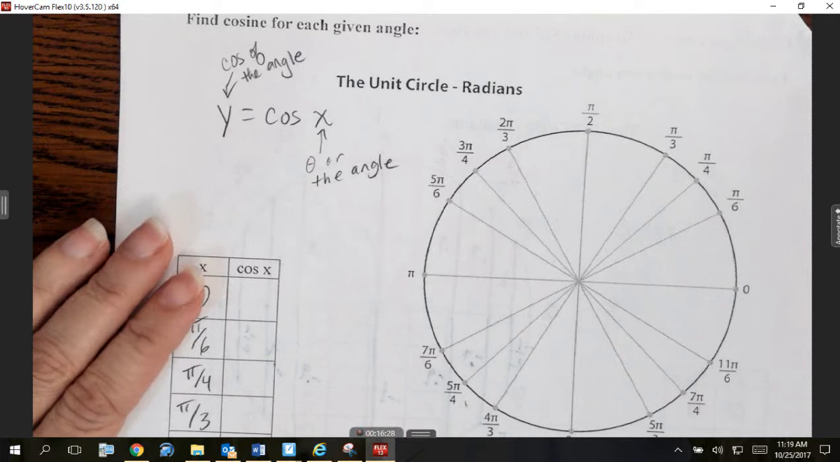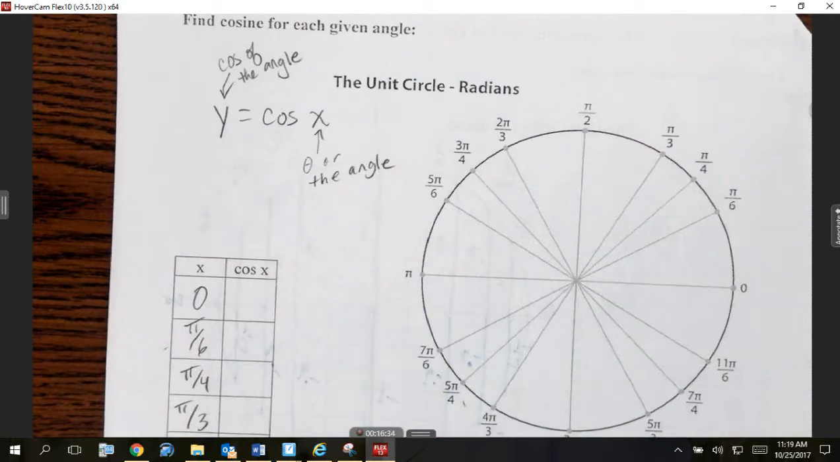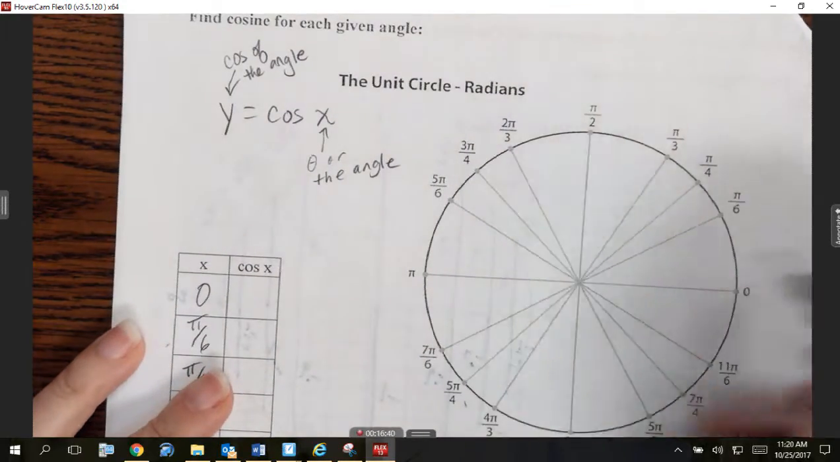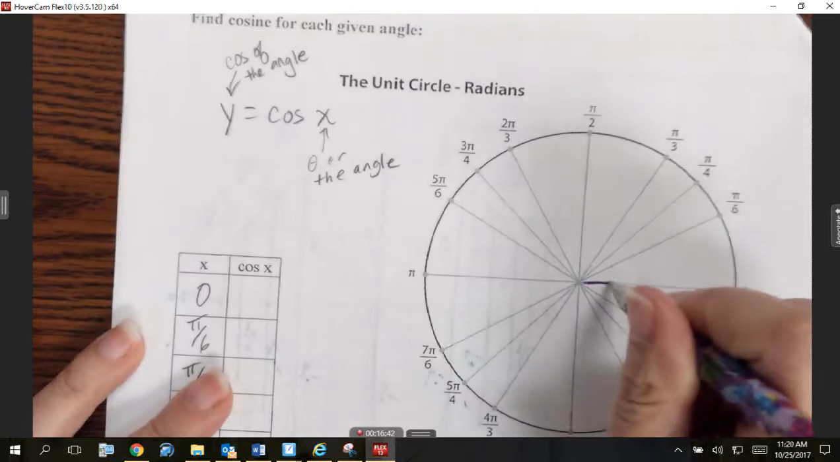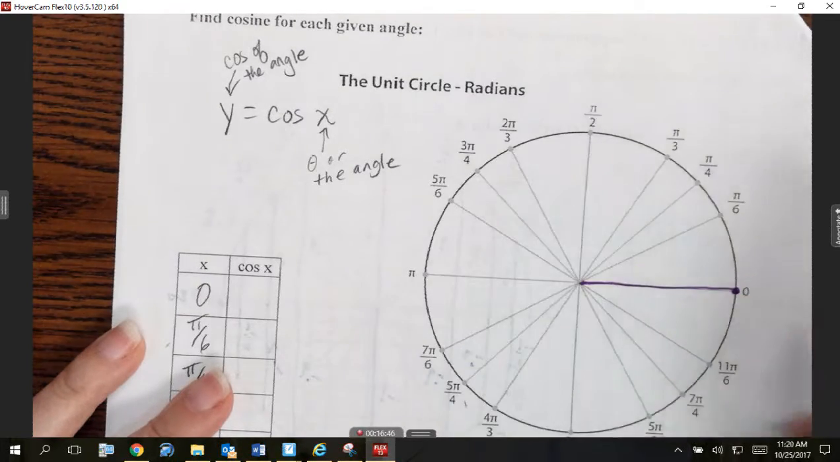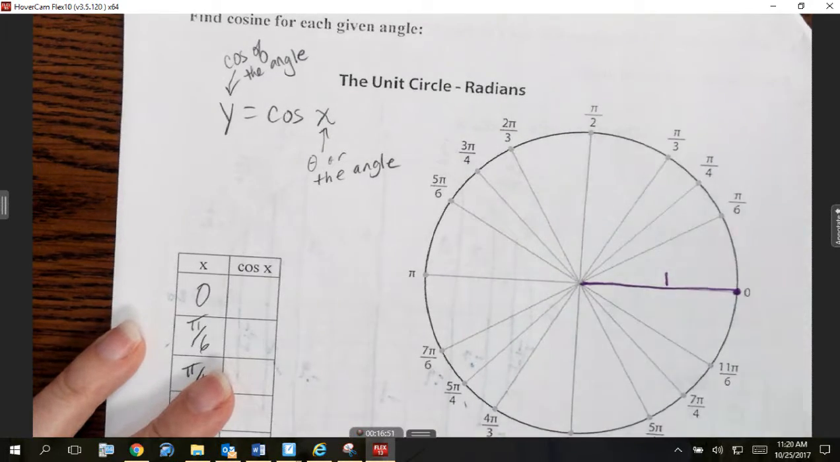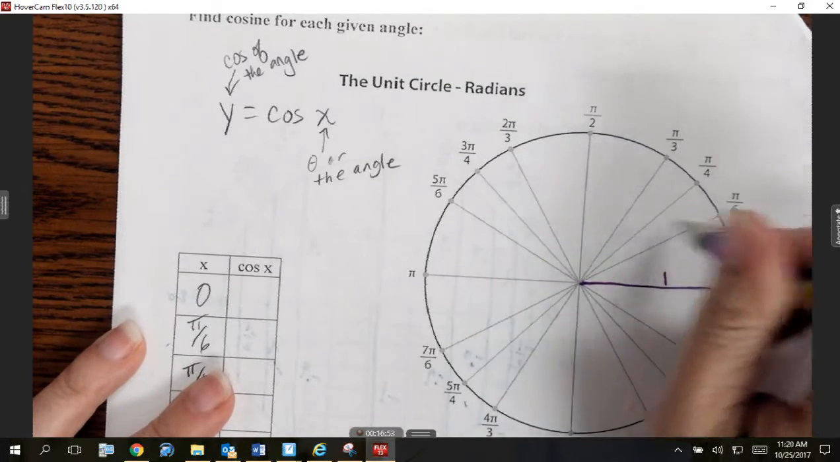I'm going to go back to the table because I want to do the picture first, like we did with the first one. So since we know the cosine on the unit circle is that x value, the cosine at each theta is going to be the x. So I'm going to draw for the first one. What is my cosine for the first one? For 0 degrees it is 1. And cosine's x, so it's the horizontal value.